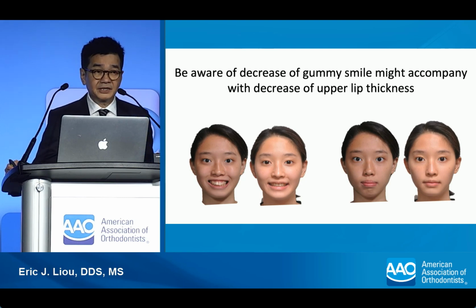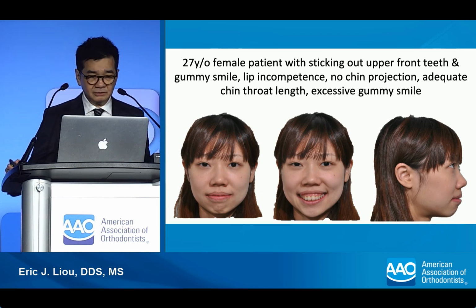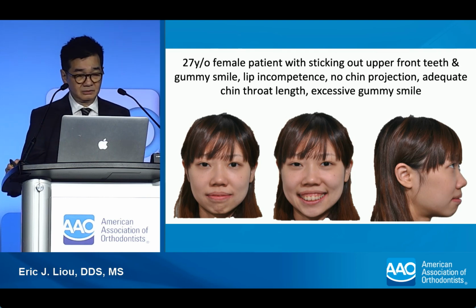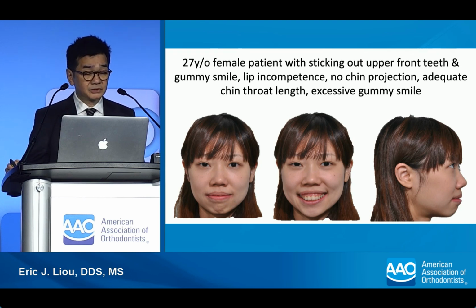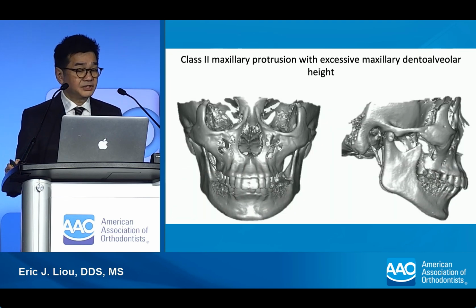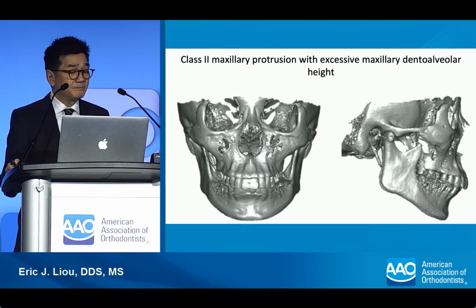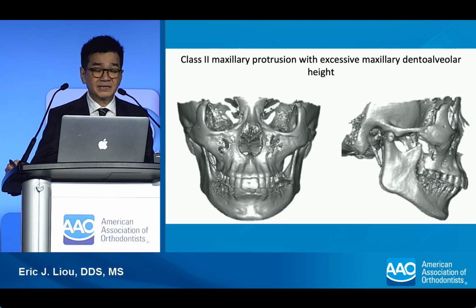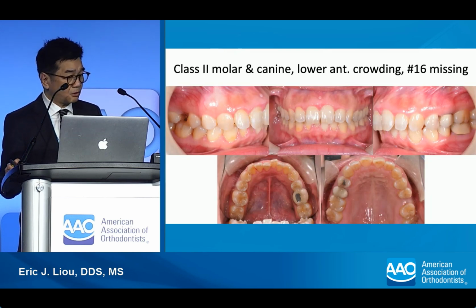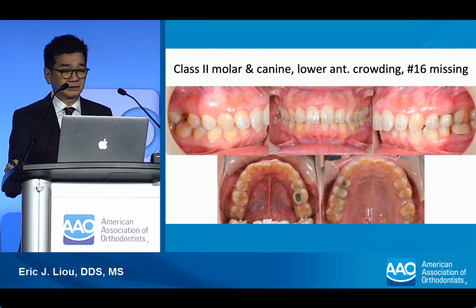Let me give you another example, a 27-year-old, a little bit older than the former patient. Her chief complaint was sticking-out upper front teeth and a gummy smile. You can tell the gummy smile was too much for her. She had lip incompetence, mentalis strain, and the CT scan examination showed she was a class 2 with maxillary protrusion and excessive maxillary dentoalveolar height development. Intraorally, you can see a class 2 buccal occlusion, lower anterior crowding, and number 16 missing.